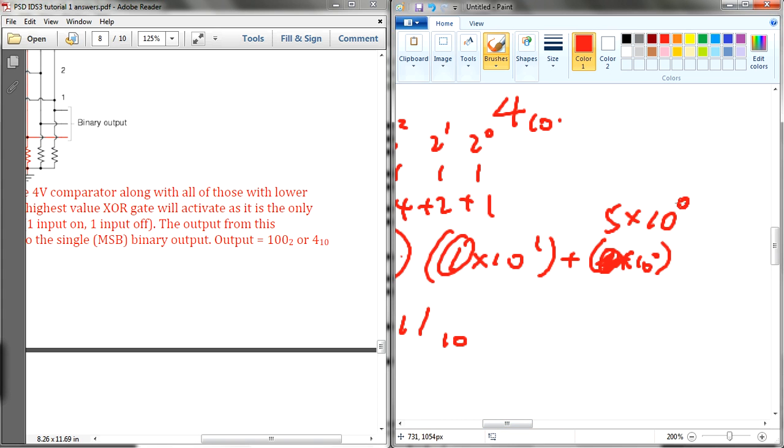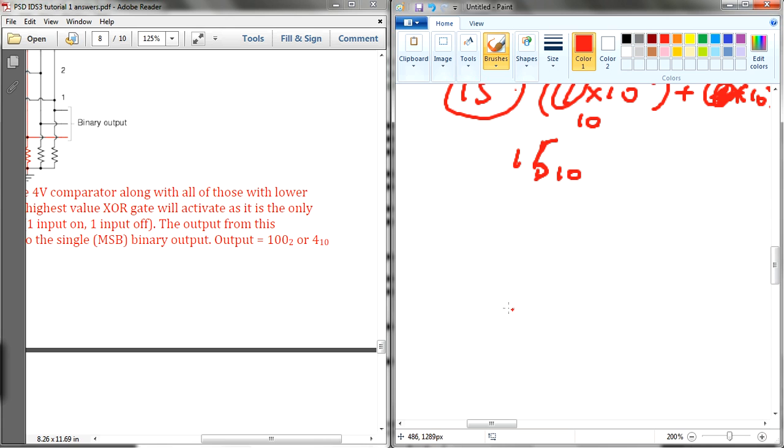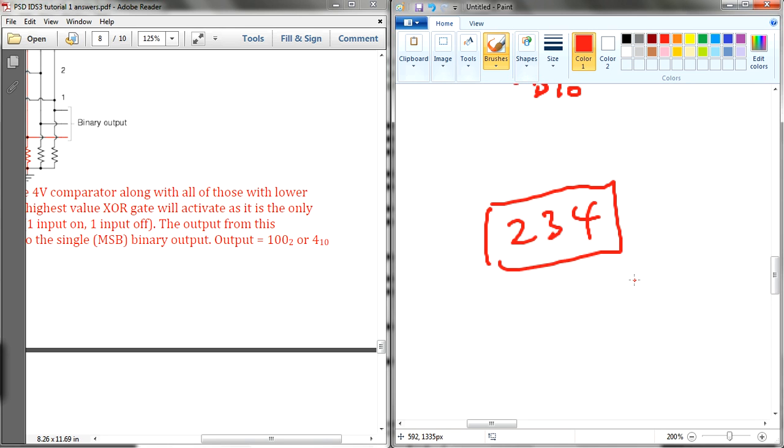5 times 10 to the power of 0 is actually 5 times 1, right? Because it's 15. So this is 10 plus 5 equals 15. Okay, my fault. Okay, so what if you are given 234, and then you are told to convert it into base 2? So what are we going to do?